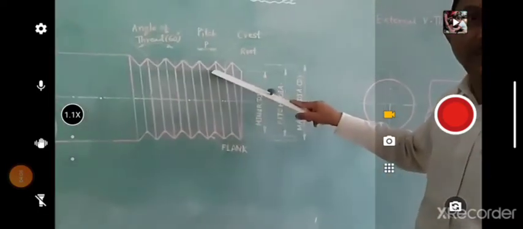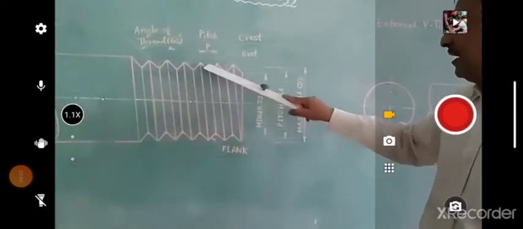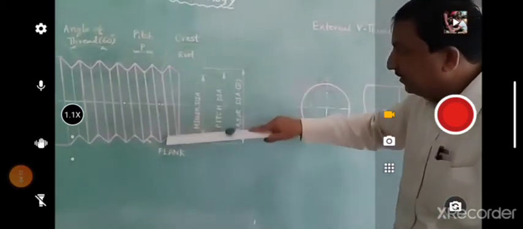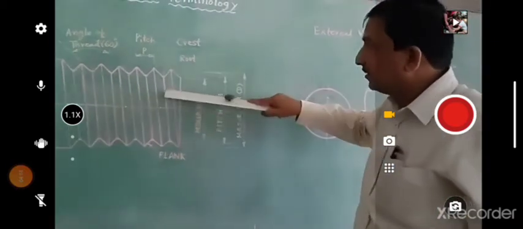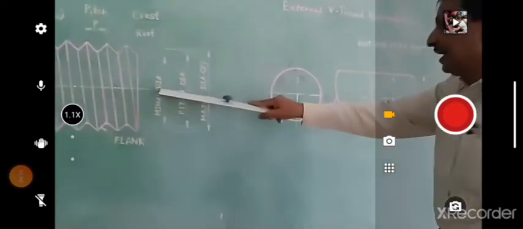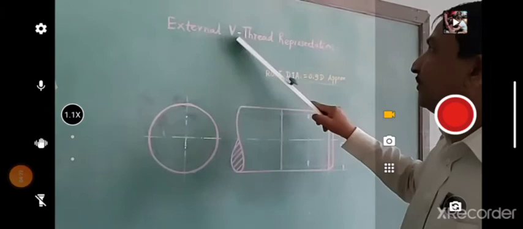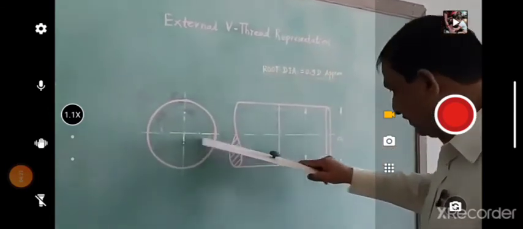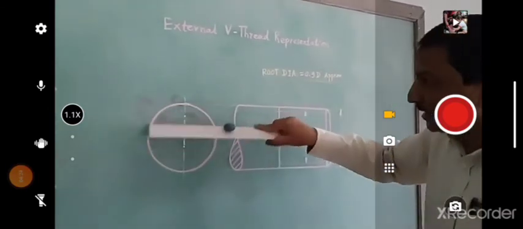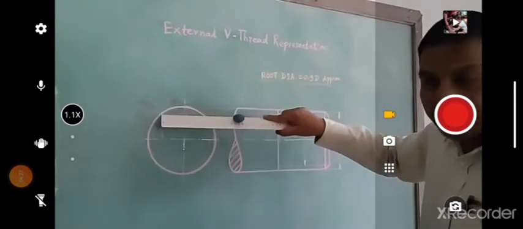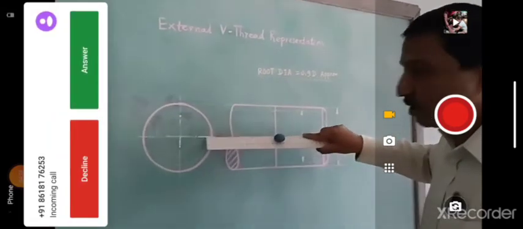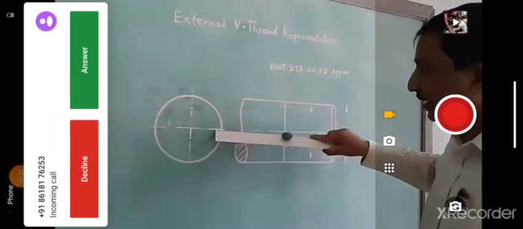Likewise, we can also have square threads. Whatever I have shown here is an external thread. So how can we represent this? The external V thread representation will be like this. The outer circle you have to make dark, and the inner circle, three-quarters, you have to draw. It should be a thin one.